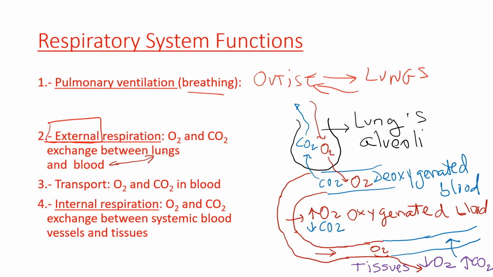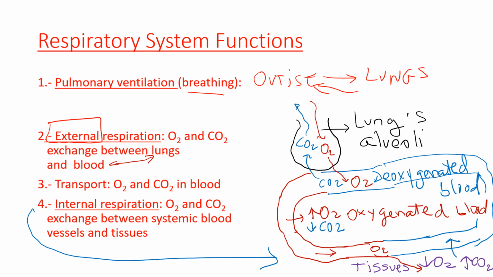So internal respiration is the exchange of gases between blood and tissue. And in this case, oxygen goes into the tissue, CO2 goes into the blood. And we start over again as the oxygenated blood is again transported back to the lungs. So you should be able to distinguish between external and internal respiration.